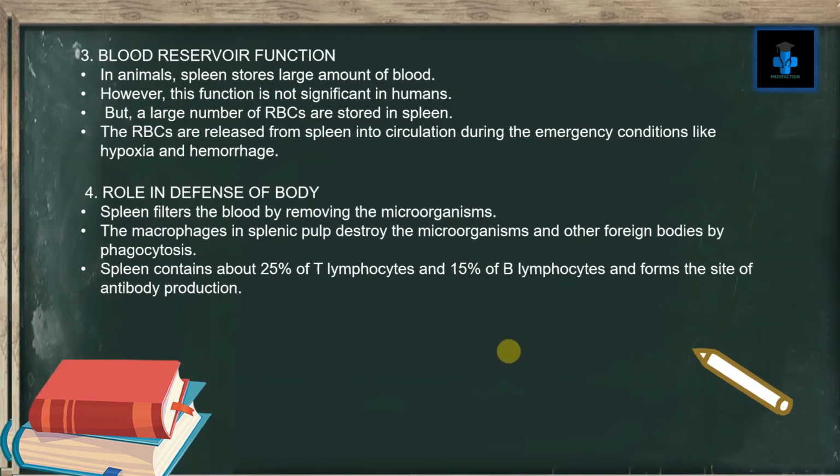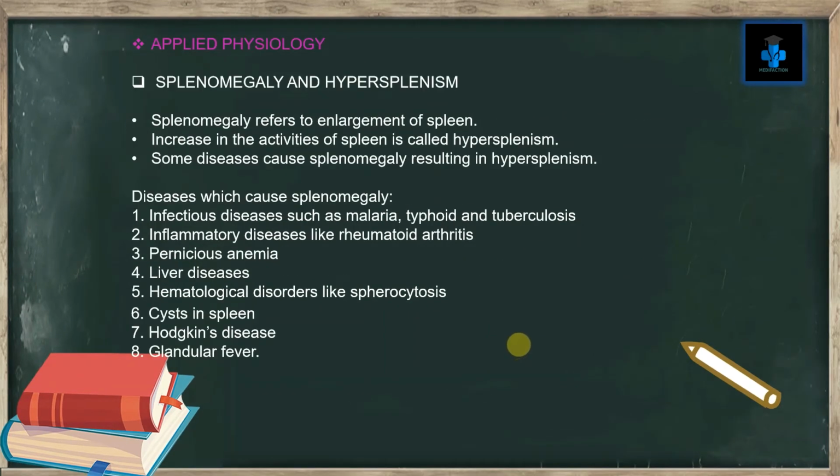Now let's move on to some applied physiology. Splenomegaly and hypersplenism. Splenomegaly refers to enlargement of spleen. Increase in the activities of spleen is called hypersplenism. Some diseases cause splenomegaly resulting in hypersplenism.